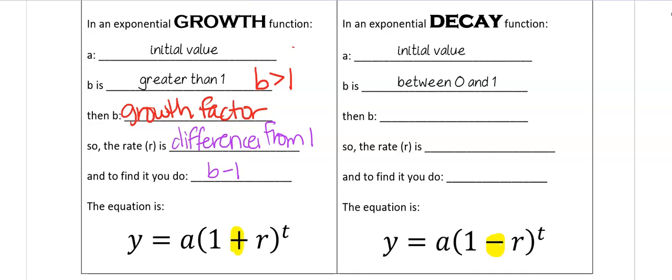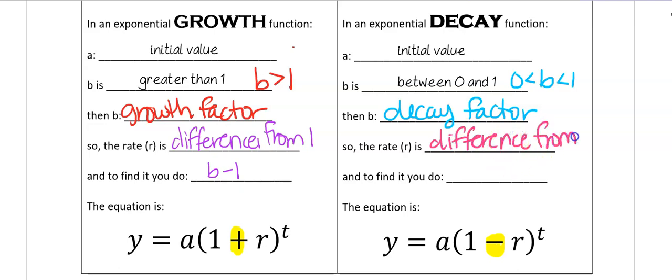Now we're going to go over here to decay, and talk about what decay looks like. With decay, you still have your initial value, but your B is between 0 and 1. So B is going to be your decay factor. It is a decay. Again, we have that rate thing again. So let's talk about it. The rate is still going to be the difference from 1.